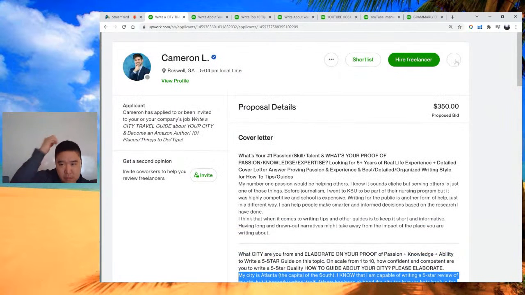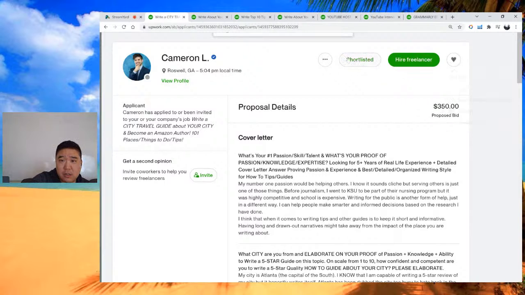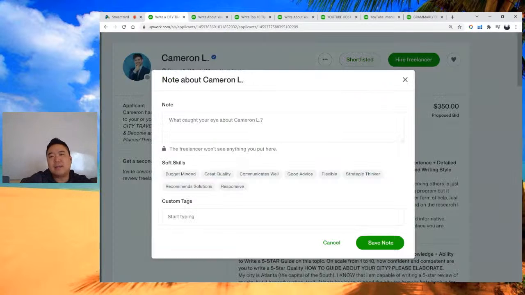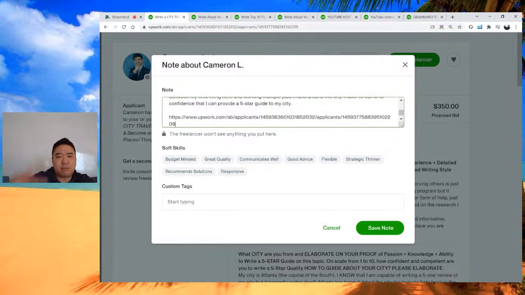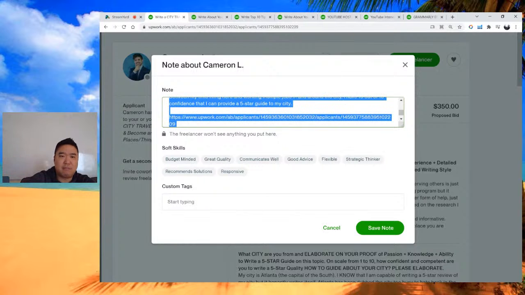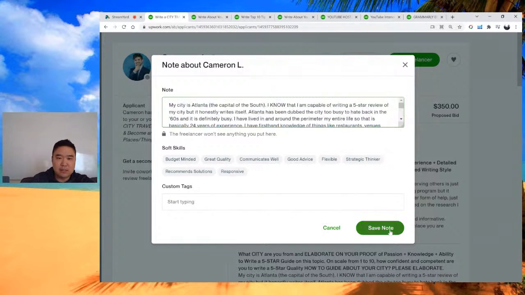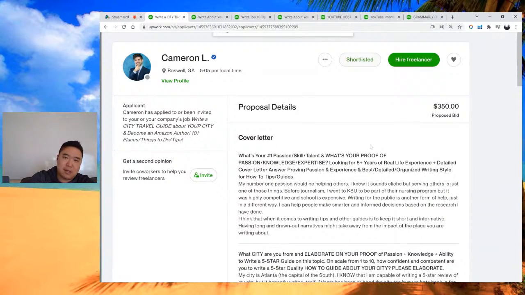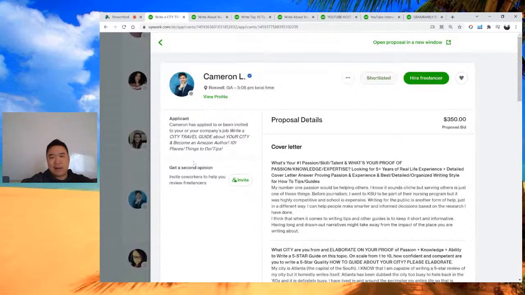So I usually click heart and save it, and then shortlist, and then add a note, and then copy and paste their answers, and then copy and paste the URL for their job profile, the URL for this particular job, because I will send that over to my assistant slash team member that I trained and work with, and so we can hire.